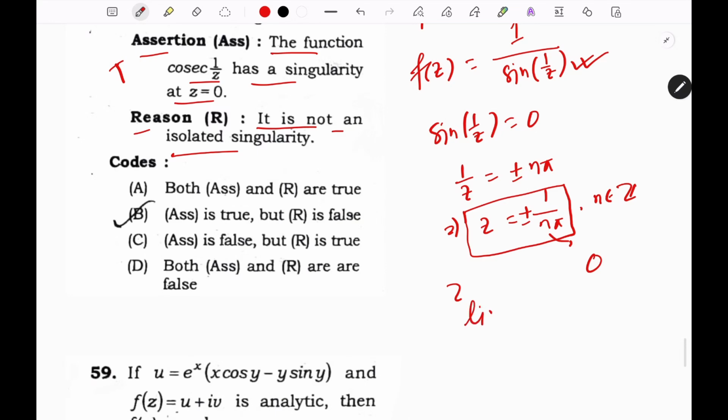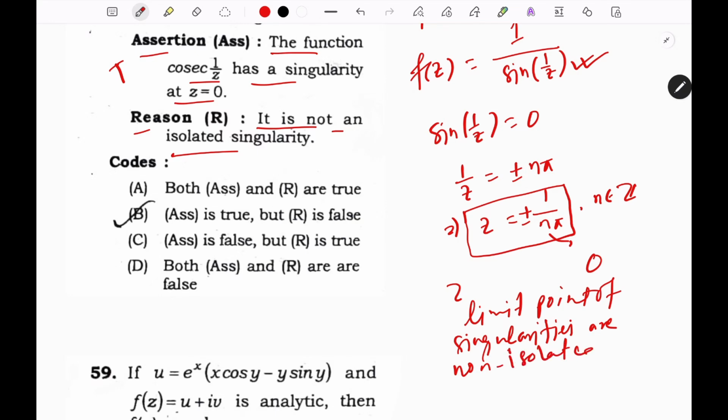Since the limit point of singularities is a non-isolated essential singularity, it is said this is not an isolated singularity, so the reason is also true. That means both assertion and reason are true.